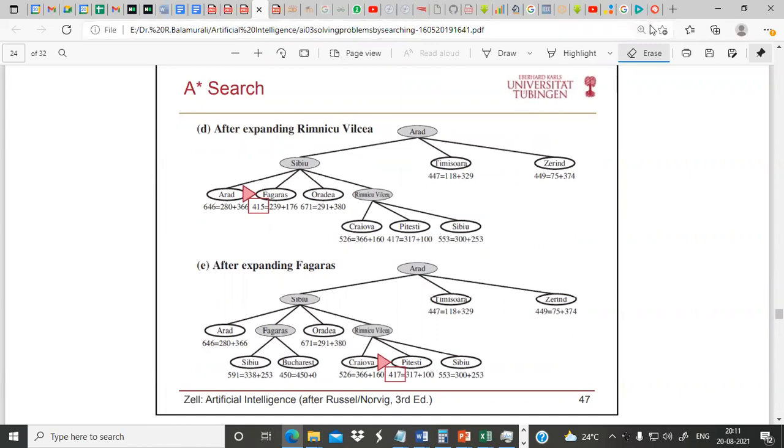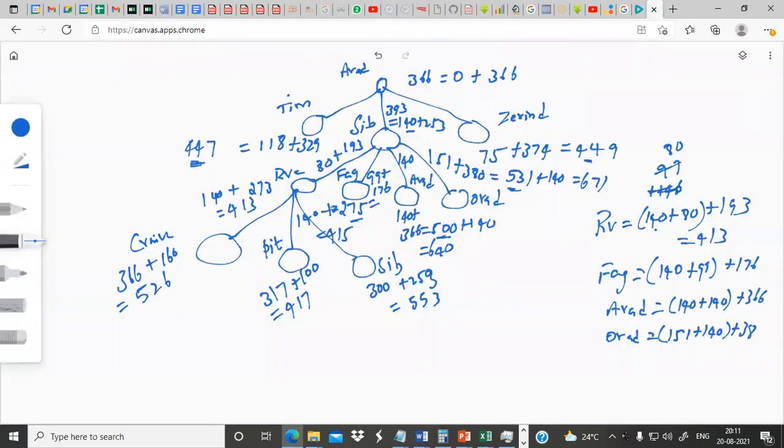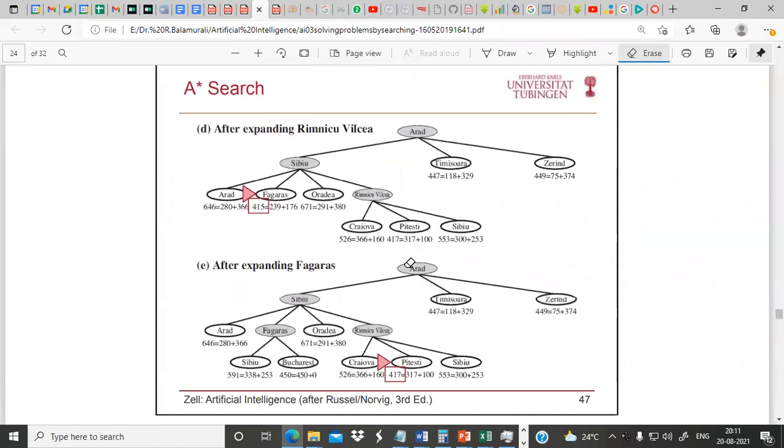So whatever graph I have drawn here is the same as this, but this is much better. Now from all these unexplored nodes, you have to identify the minimum node, and you should be very careful with that part. Looking at 646, 415, 671, 526, 417, 553, 447, 449, which is minimum? Fagaras is minimum, not Pitesti. Pitesti is 471, and Fagaras is 415 from the previous round. So this node we should explore now.